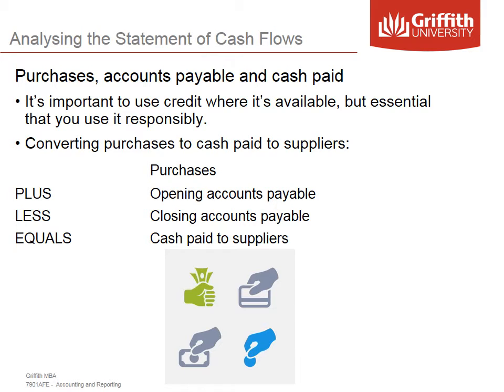And the logic here is the same. You can take the purchases figure and work out the difference between the accounts payable at the start and the accounts payable at the end, and that will then give you the difference, which will be the cash paid to suppliers. And so we understand now that there are at least three quite regular ways that cash flow will be different from profit.